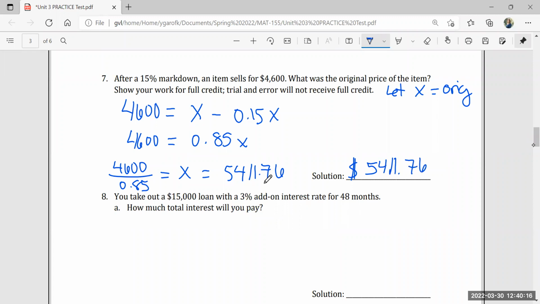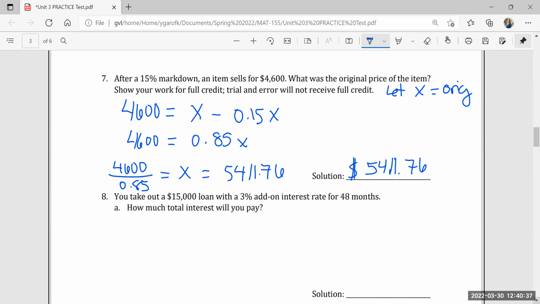If you do $5,411.76 times 1 minus 0.15, because we're taking a 15% discount, sure enough, minus rounding error, you get really close to $4,600. So you can always check your answer there, going backwards with the other versions that we know.